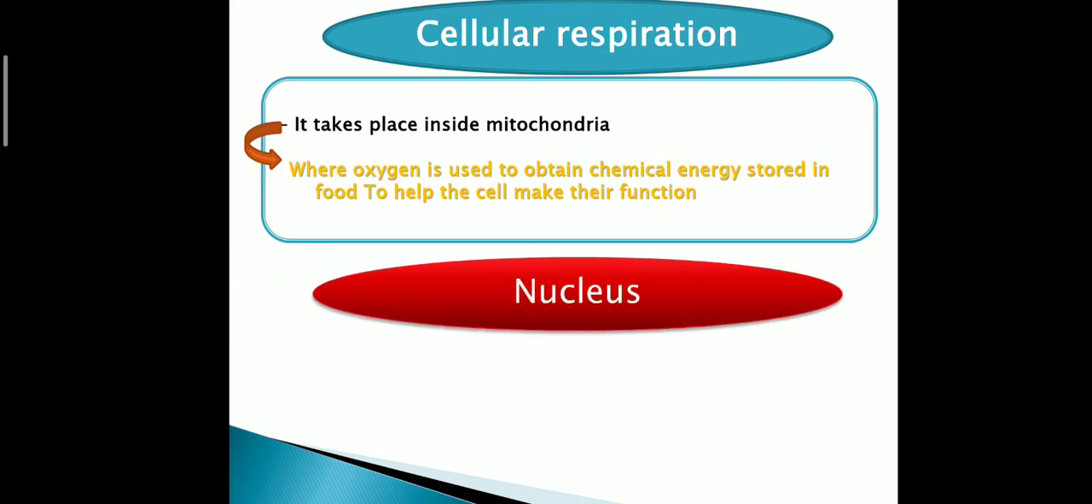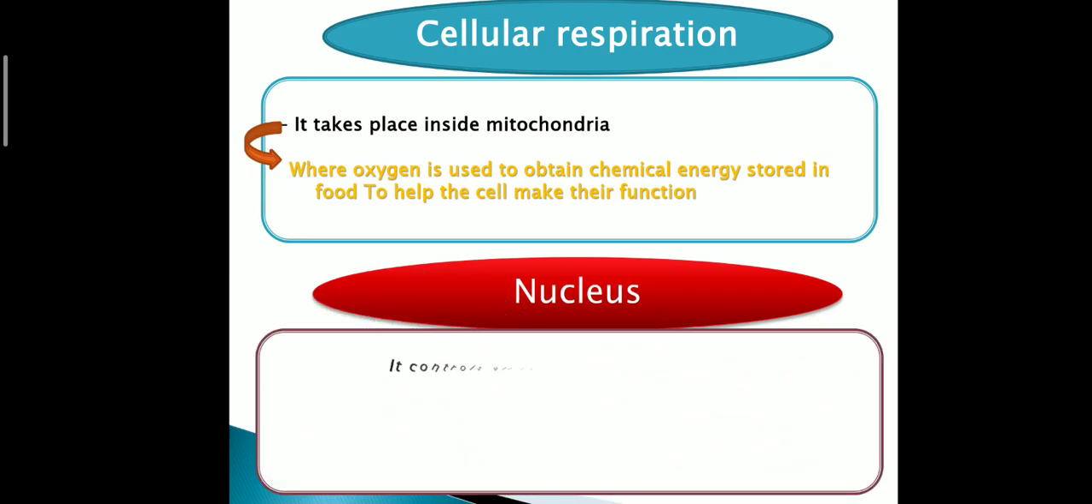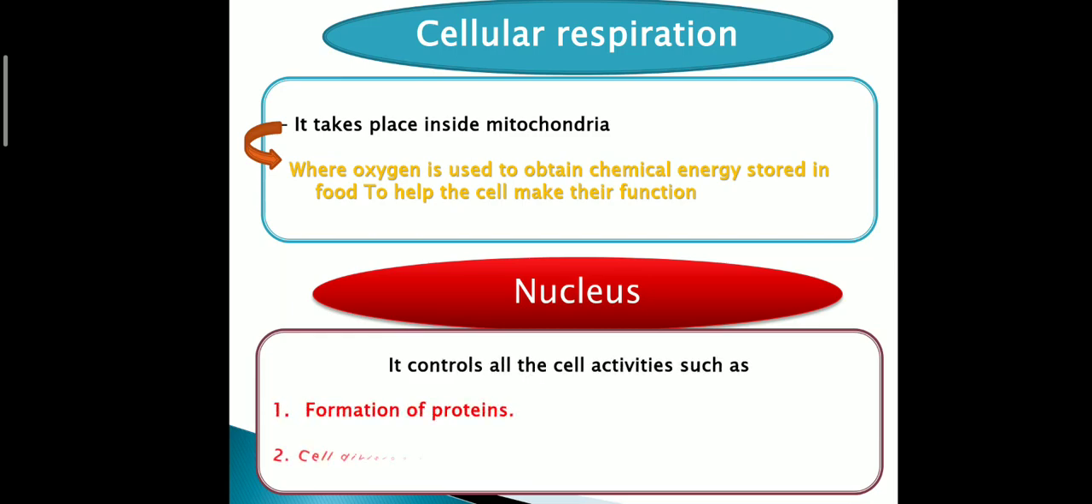After that, we will talk about the nucleus. The nucleus is located at the center of the cell. What is the function of the nucleus? The nucleus controls all cell activities. Cell activities like what? Like formation of protein and like cell division. So the function of the nucleus is to control all cell activities, such as formation of protein and cell division.